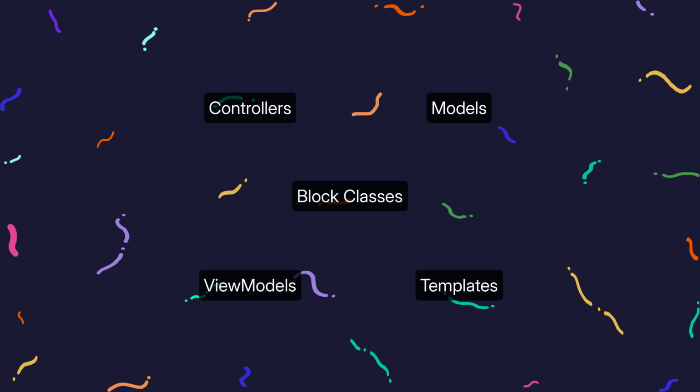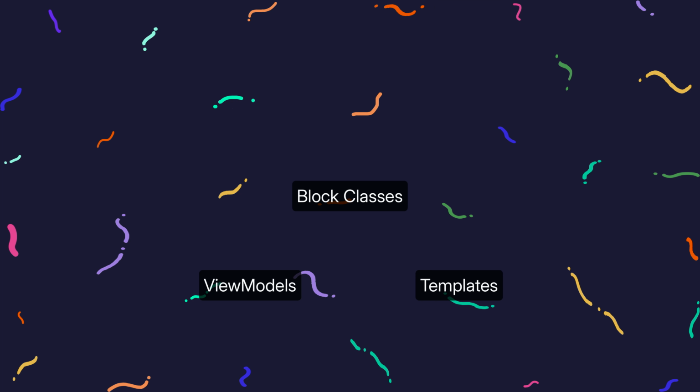When you need to write PHP logic, you can place it in a few different places: controllers, models, block classes, ViewModels, or right inside templates. But when it comes to displaying data, you typically want to decide between the last three options, which are block classes, ViewModels, or templates, as these deal with the presentation of data.